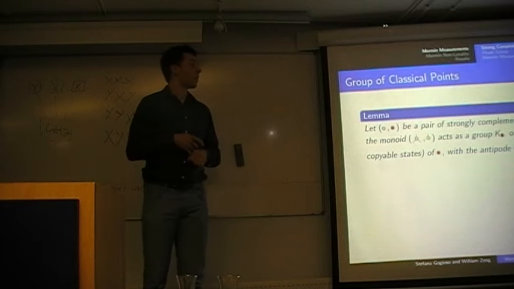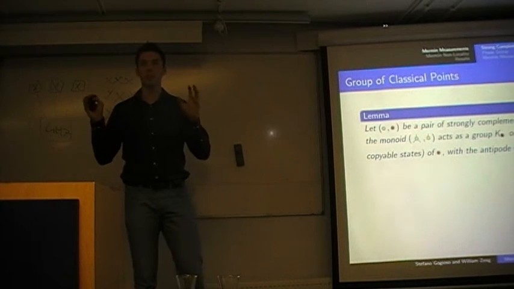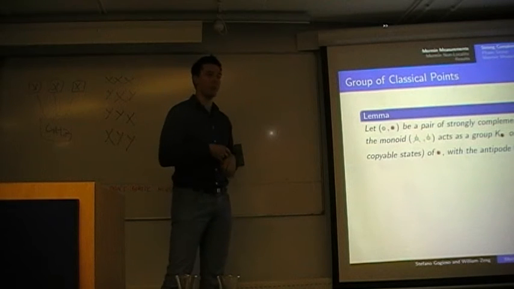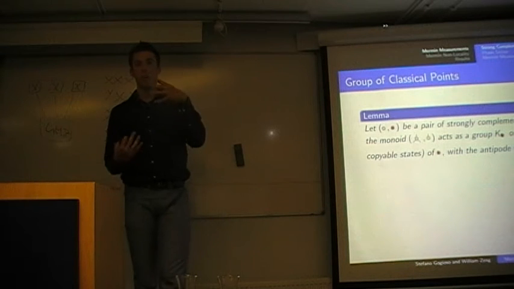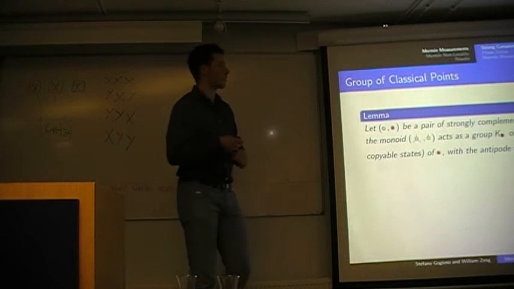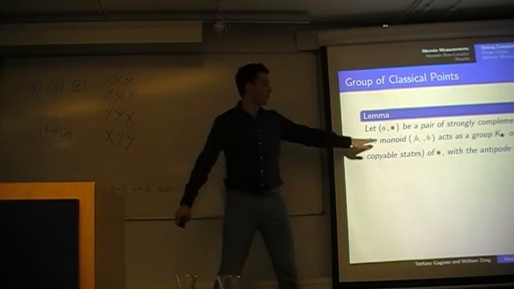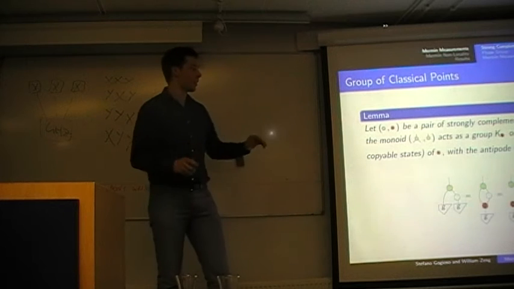So now I'm going to introduce two kinds of groups. One is a group over the classical points, and the other is this phase group. These are the key structures for the main results in this talk. If you've got a pair of strongly complementary generalized bases, dagger quasi-special commutative algebras, then the monoid of one, the green one, acts as a group on the set of classical points of the other.